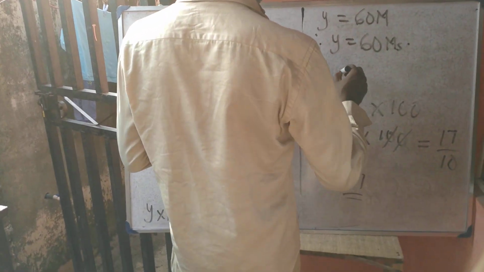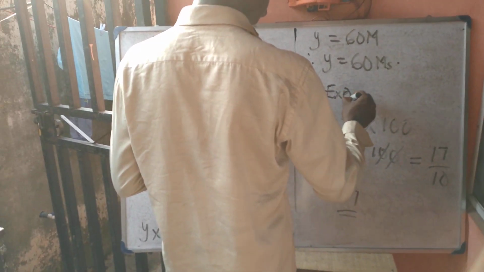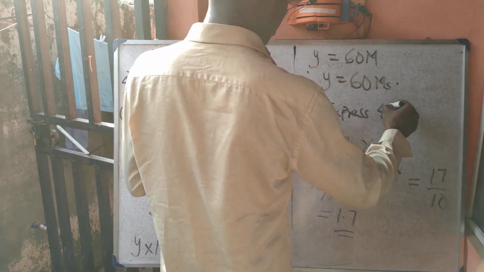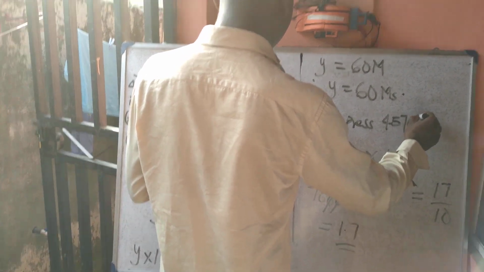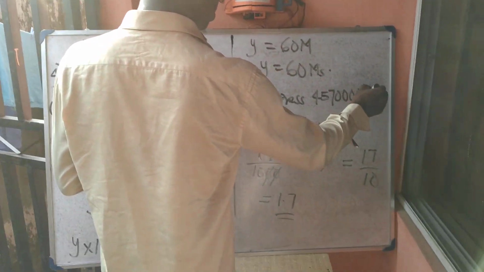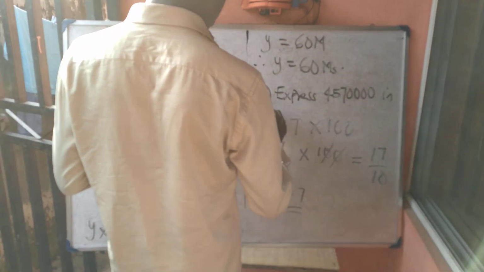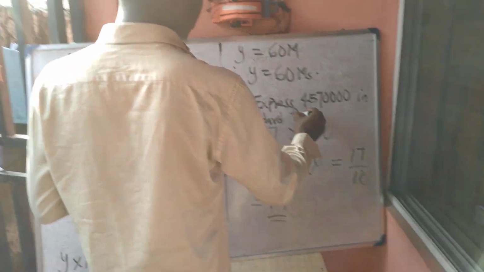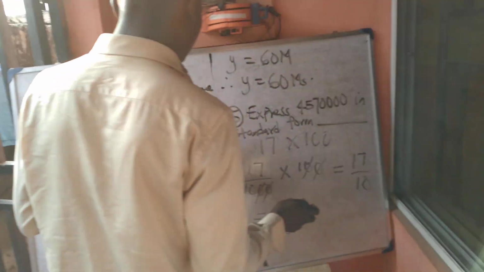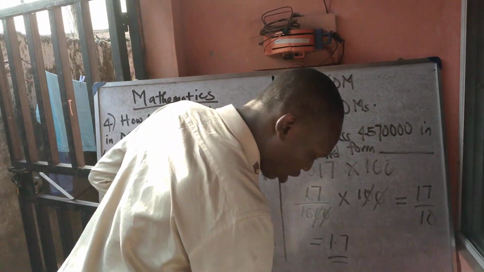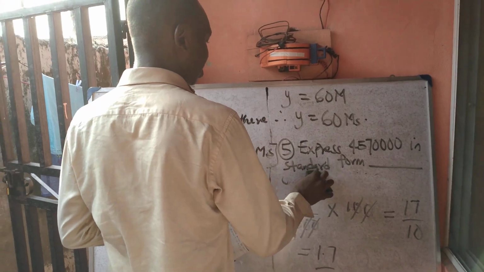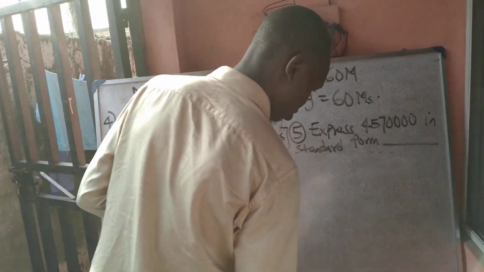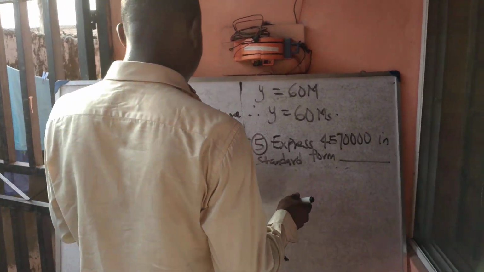Question number 5. It says express 4,570,000 in standard form. We have to express this number in standard form. This is a large number. We are asked to express it in standard form. The options given to us are as follows.